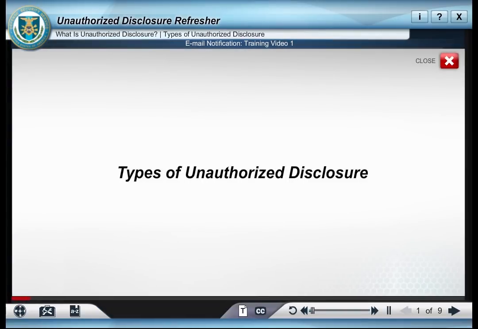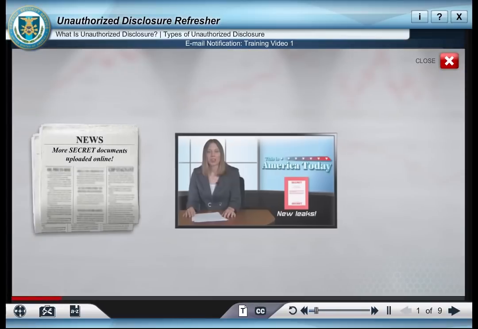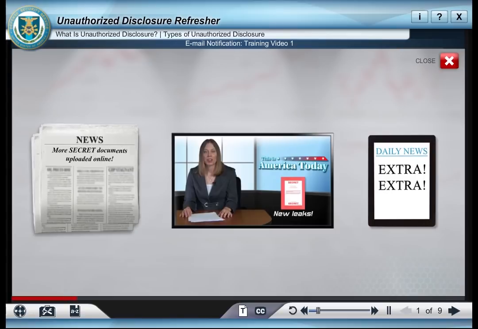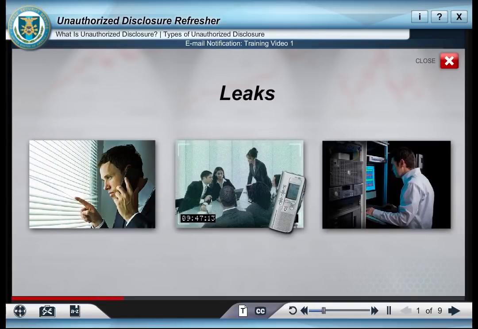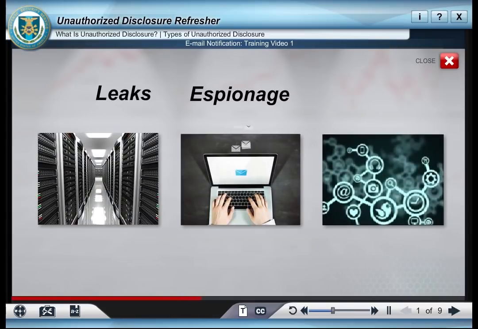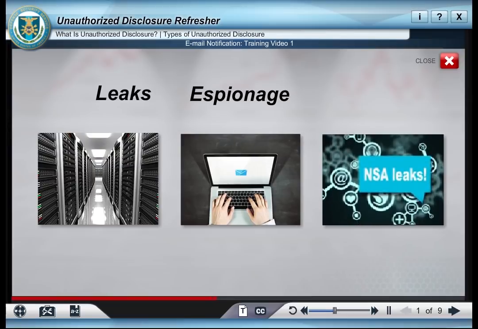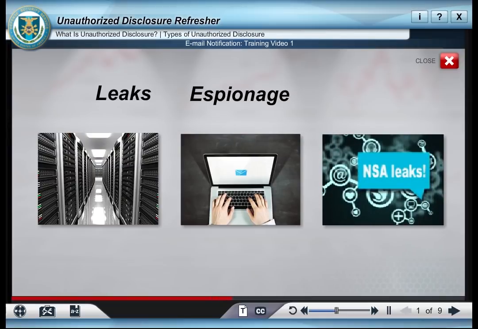You know you need to prevent unauthorized disclosure, but did you know that there are different types of unauthorized disclosure? If classified information or controlled unclassified information called CUI is deliberately disclosed to the media, it is considered a leak. Activities that are designed to obtain or transmit classified information or CUI in order to harm the United States or provide advantage to a foreign nation or transnational entity are considered espionage. Finally, the willful, negligent, or even inadvertent disclosure of classified information or CUI across computer systems is considered a spill.